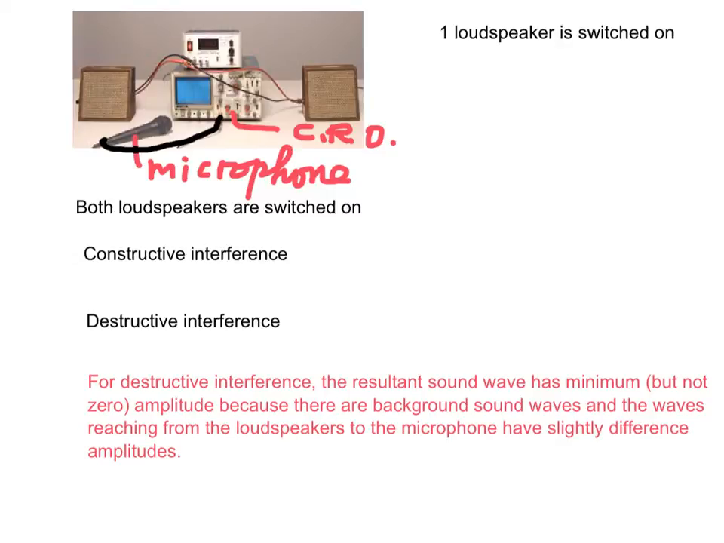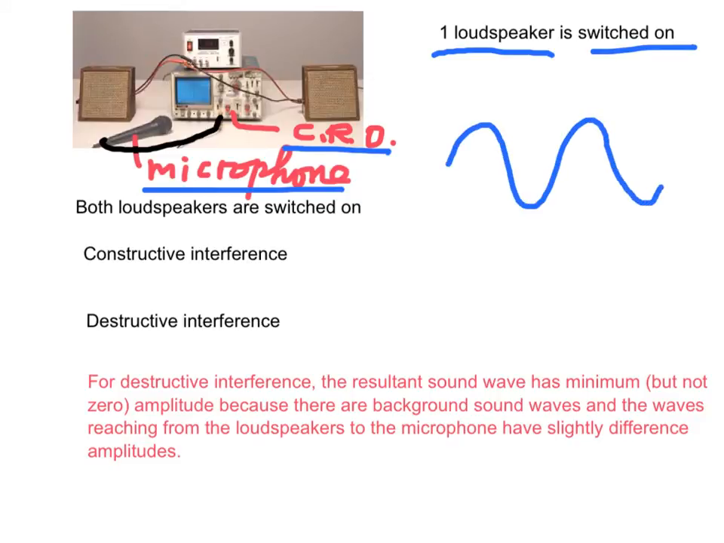By connecting a microphone to a CRO, we can use the microphone and the CRO to show interference effect due to sound wave. When only one loudspeaker is switched on, the microphone detects the sound wave, and the CRO screen will show the sound wave in the form like this one.